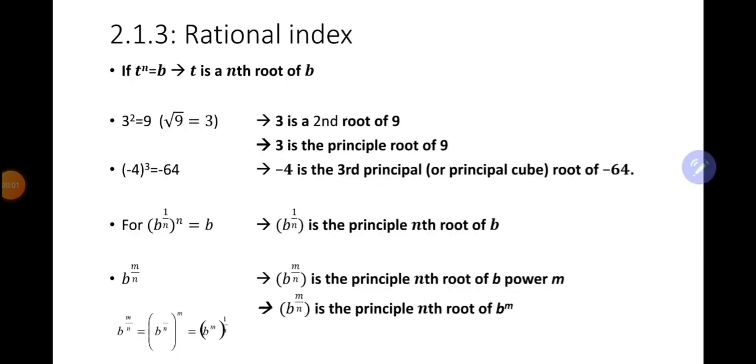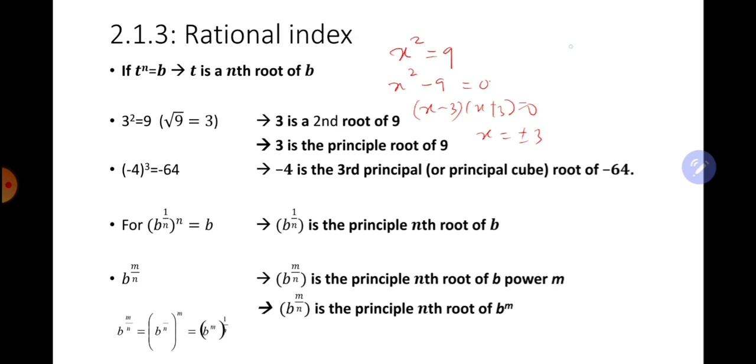Okay, just now we looked at examples on integer index. Now we move to the rational index. The properties of integer index also apply for rational index. If you have a quadratic equation, say x power 2 equals 9, what will you get? x squared minus 9 equals 0. So (x minus 3)(x plus 3) equals 0. So x equals plus or minus 3, right? So your roots are 3 and negative 3.